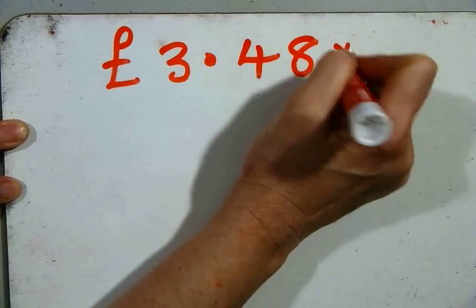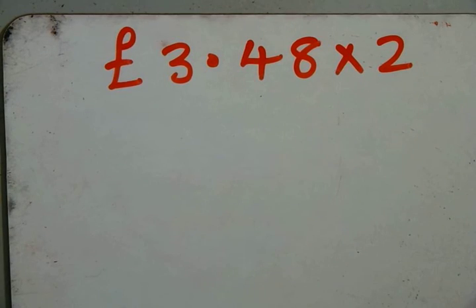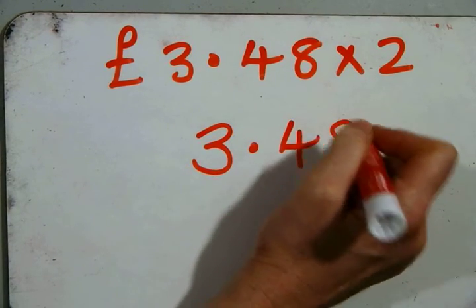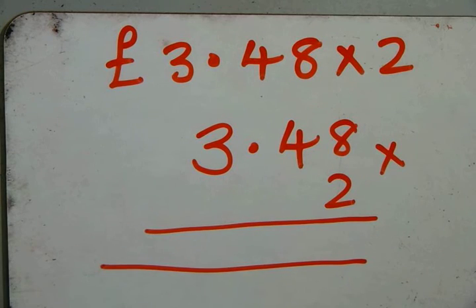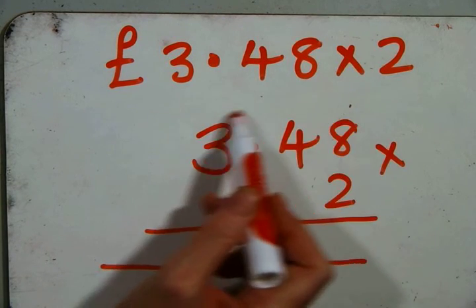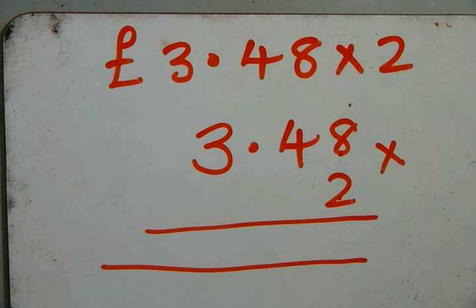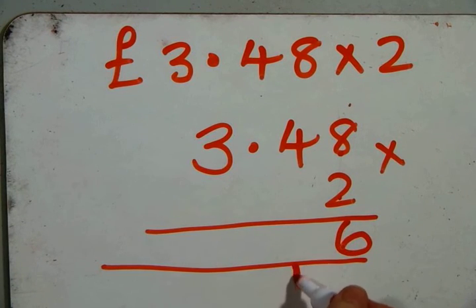£3.48 times 2. So the first thing is to write it down as a column multiplication. We're going to multiply each digit in turn by the 2, starting at this end and working backwards. 2 times 8 is 16. Now, as we've already found, we can't put it in there. I have to put the 1 on the doorstep and the 6 under the units. 1 6. It still says 16 when I read it across.